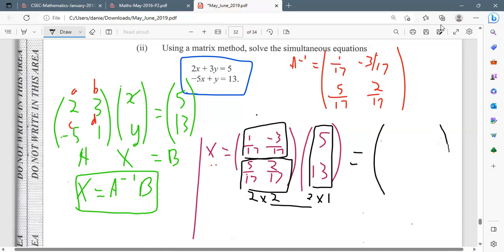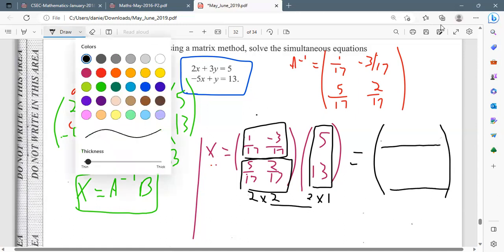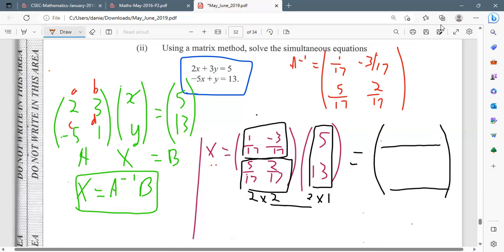So 2 rows and 1 column. So we expect something here, and we expect something here. Alright, so it's set up already, so that's why I multiply. So 1 on 17 by 5, and the second one by the second one, so minus 3 on 17 by 13, so that'll be minus 39 on 17. And then that is it for the first row. So the second row will be 5 on 17 by 5, which is 25 on 17, and then 2 on 17 by 13 will be plus 26 on 17.